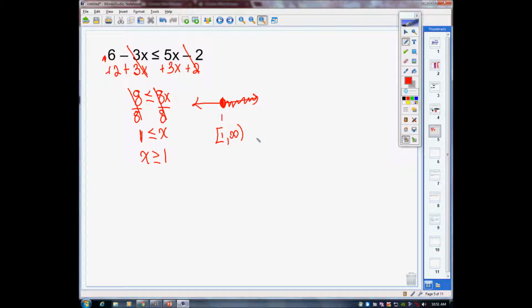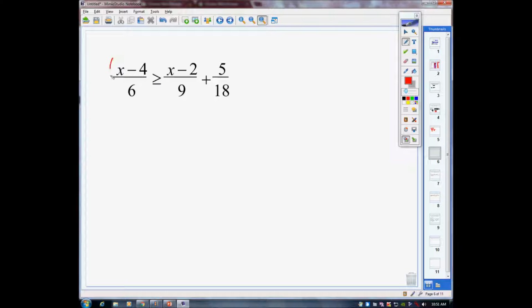Okay, next slide. Ooh, that one looks scary. How did I teach you to solve equations with fractions? Was it something like multiplying by the common denominator? I think that was what it was. So if you look at 6, 9, and 18, I'm going to multiply all of those by 18 over 1. So 6 goes into 18 3 times. That means I'm going to take 3 times x minus 4, still greater than or equal to. 9 goes into 18 2 times. That means I'm going to take 2 times x minus 2. Plus 18 goes into 18 one time, so I can just put 5.